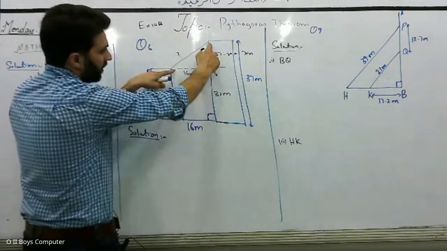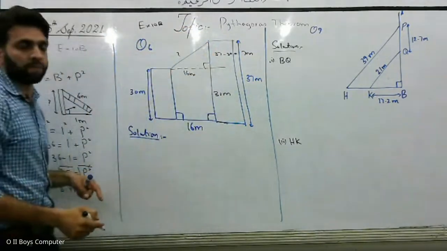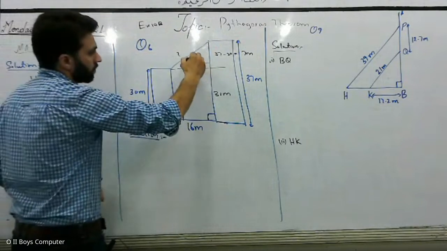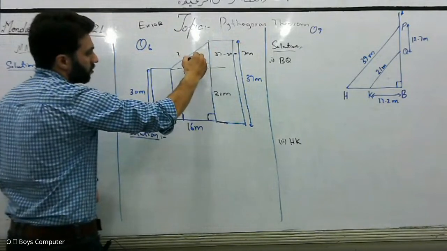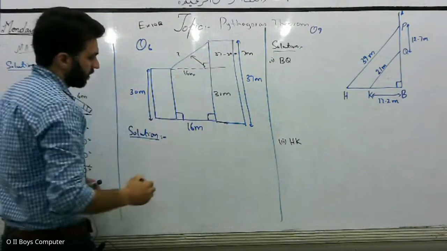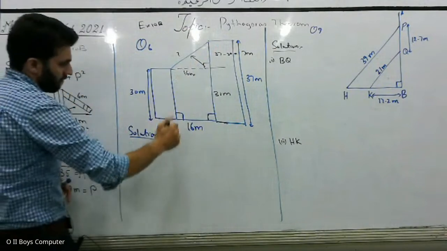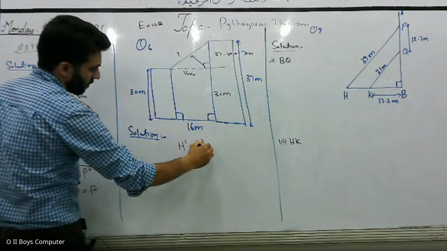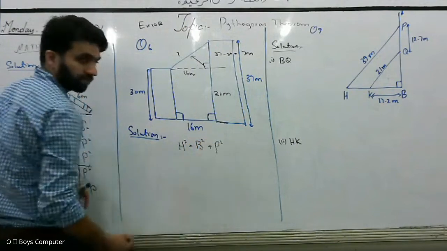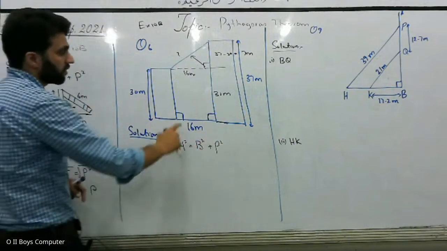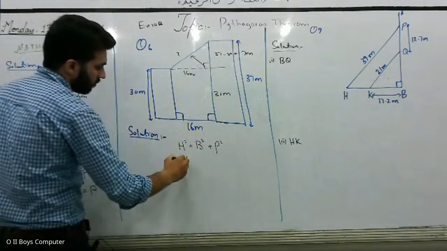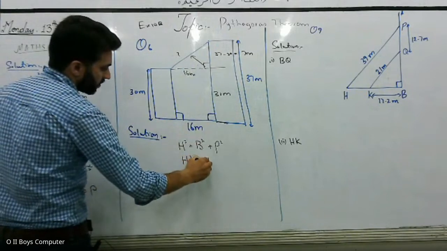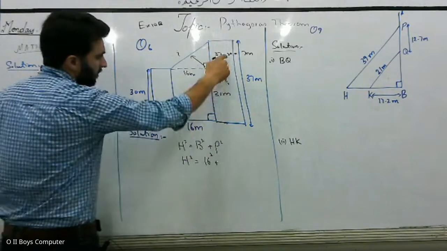We have to find out the length of the cable, and the length of the cable is the hypotenuse, which is directly opposite to the 90-degree angle. So if we look at the theorem, hypotenuse square is equal to base square plus perpendicular square. Hypotenuse is what we have to find out, base is 16, perpendicular is 7.